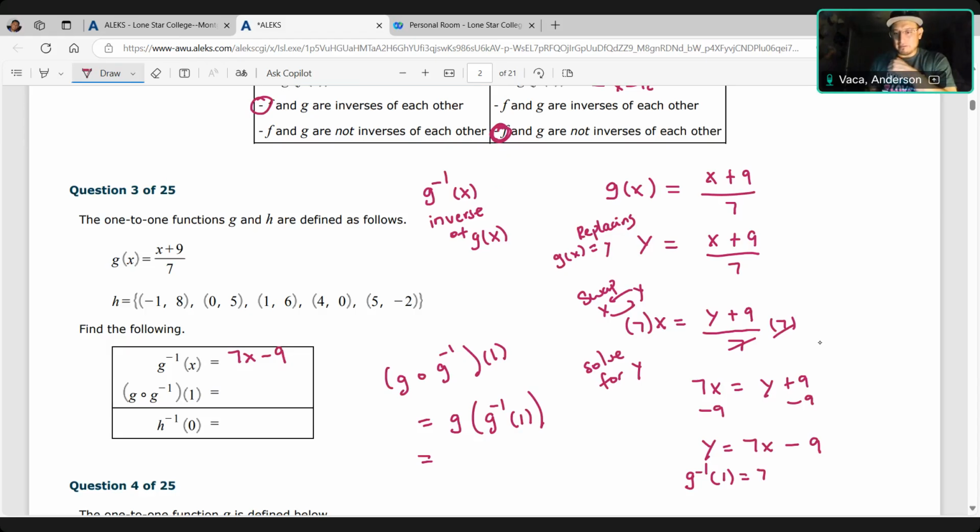Okay, so that's 7 times 1 minus 9. That's equal to 7 minus 9, which is equal to negative 2. So then, that is g of negative 2. G is this. So we have, well, maybe I could do it up here. Negative 2 plus 9 divided by 7. That will be 7 divided by 7, which is equal to 1.